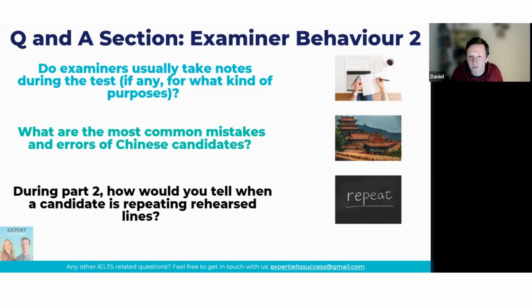If someone's taking a lot of notes, it's not a reflection on the student's performance. If someone's taking no notes, again, not a problem. That's just for their own personal use, however the examiner needs that.